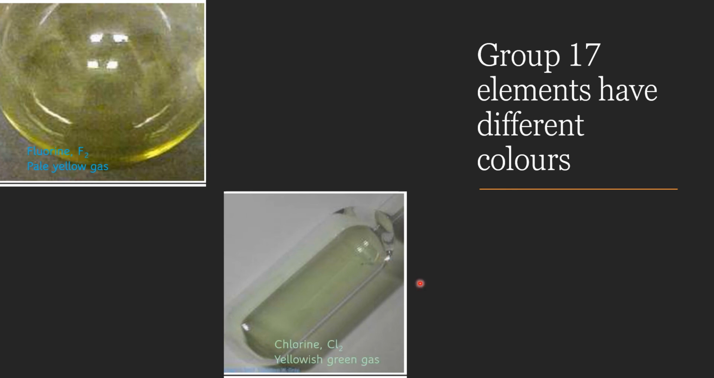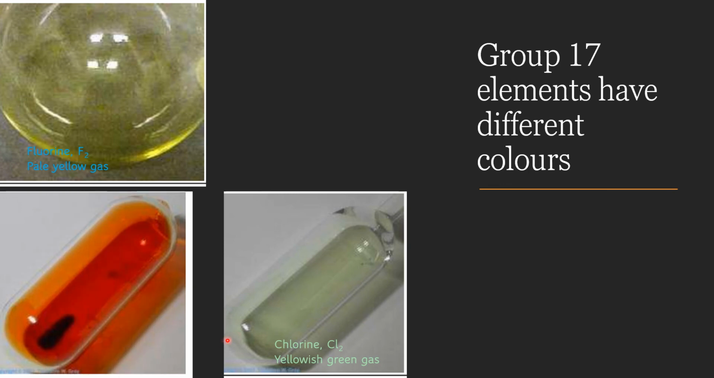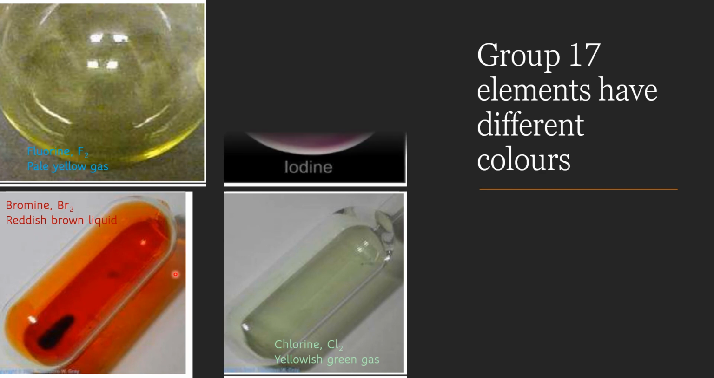And then this is chlorine. Chlorine is a yellowish green gas. It's also a poisonous gas. So all of the experiments that involve chlorine, bromine, and iodine should be carried out in the fume chamber in the laboratory. And then come the bromines. Bromine is a reddish brown liquid. Fluorine and chlorine are gases. Bromine is a liquid at room conditions.